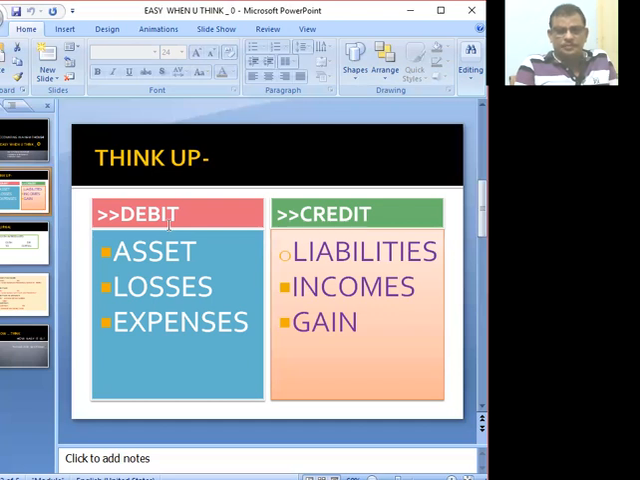Like this, on the credit side, you see the liabilities, all the liabilities, all the outstandings, capital, loans, everything we can include on that side. All the income, whatever the income is, and gains. When the question comes on incomes or gains or any liabilities, then you only put it on the credit side. No worry about what things will be debit and what things will be credit.